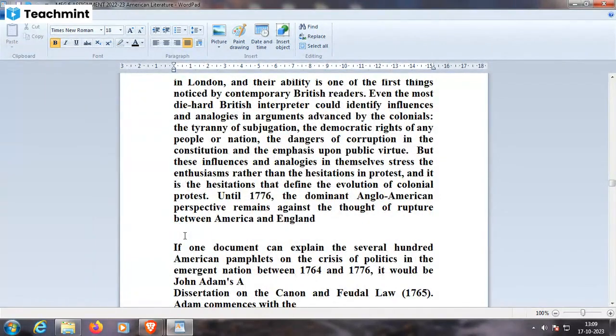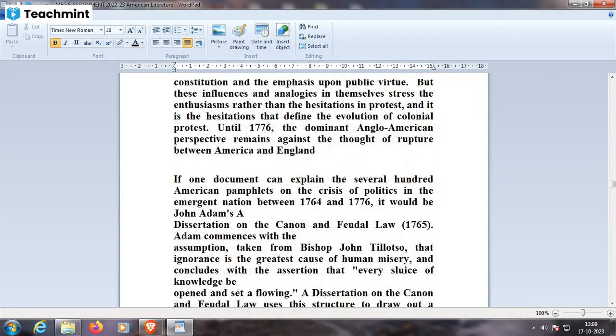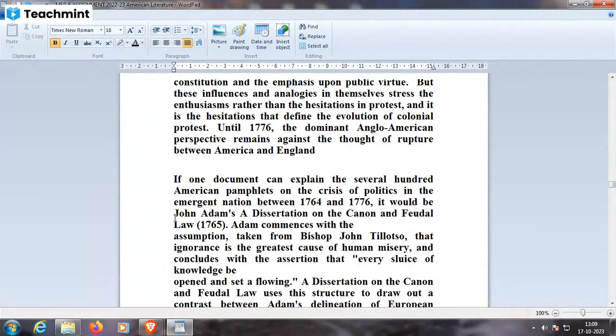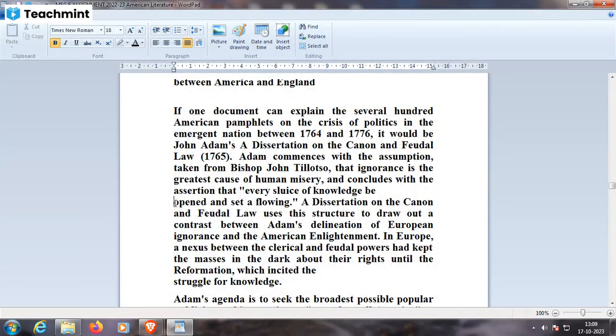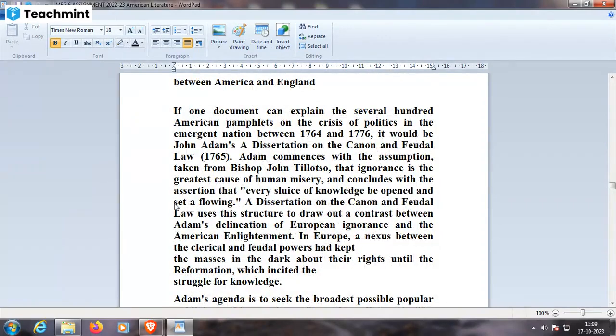Until 1776, the dominant Anglo-American perspective remains against the thought of rupture between America and England. If one document can explain the several hundred American pamphlets on the crisis of politics in the emergent nation between 1764 and 1776, it would be John Adams' A Dissertation on the Canon and Feudal Law. Adams commences with the assumption, taken from Bishop John Tillotson, that ignorance is the greatest cause of human misery, and concludes with the assertion that every source of knowledge be opened and set flowing. He's right in that respect.